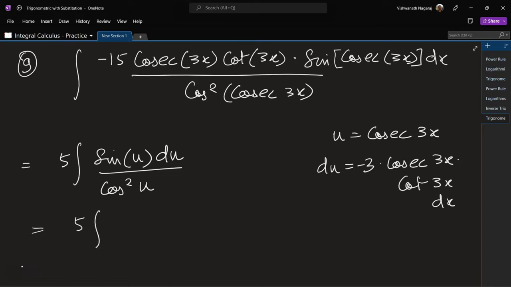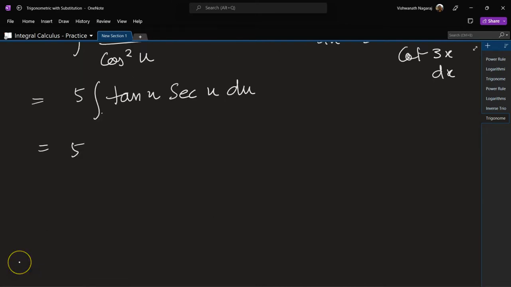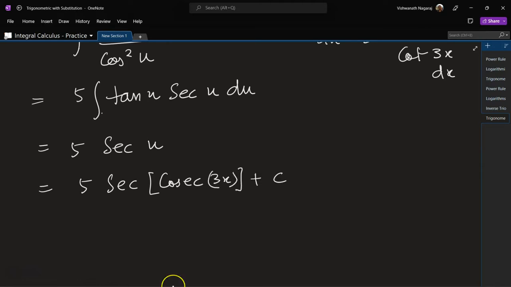Okay. Now we can split this. We can say sine u by cos u times 1 by cos u. So sine u by cos u is tan u, and 1 by cos u is sec u du. And we know when we differentiate sec u, we get tan u sec u. So when we integrate tan u sec u, we get sec u. And reverse substitution, we get sec of cosec 3x plus c. Okay.